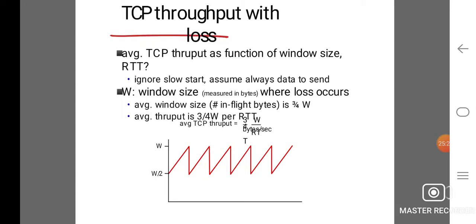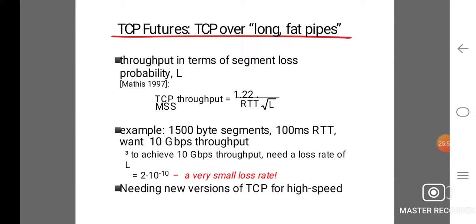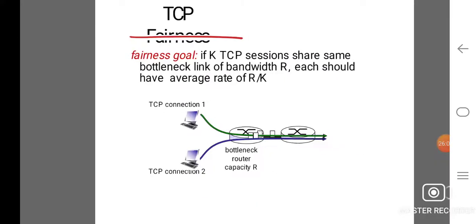TCP throughput with loss: average TCP throughput as a function of window size and RTT. Ignore slow start, and assume there is always data to be sent. W is the window size, measured in bytes, where loss occurs. The average window size in flight is 3/4 W, and the average throughput is 3/4 W per RTT. Average throughput equals 3/4 W bytes per second. For long fat pipes, throughput in terms of segment loss probability L is: TCP throughput = 1.22 times MSS divided by RTT times the square root of L.